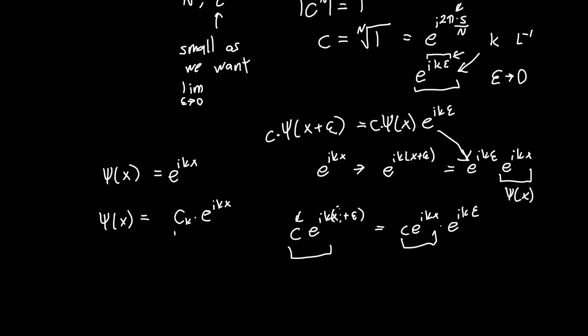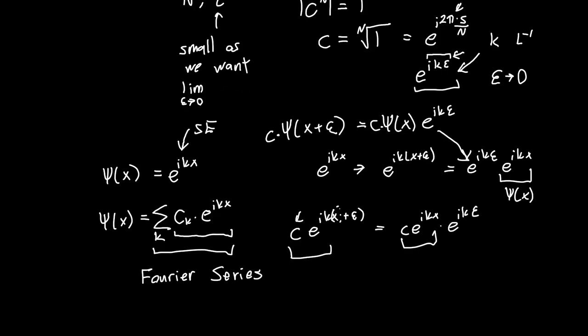Now, do you recognize this notation? What if I put a sum out front, a sum over all k? Do you recognize this? Because this is nothing but a Fourier series. We found one solution to the Schrodinger equation. But if I have a bunch of different k's, those all solve the Schrodinger equation. And so a sum of these solutions is also a solution to the Schrodinger equation.